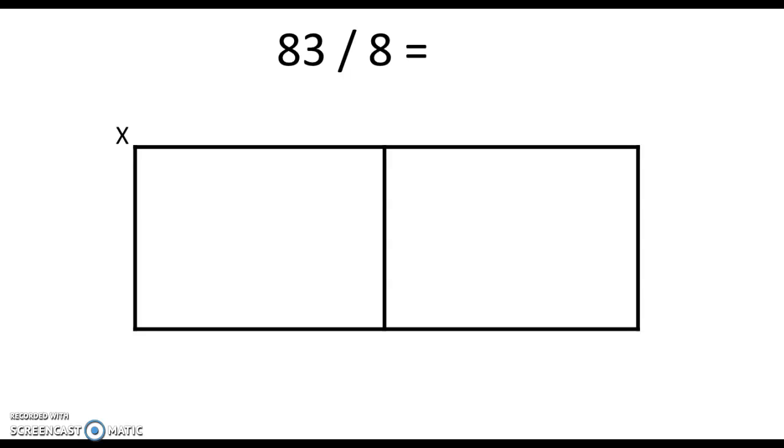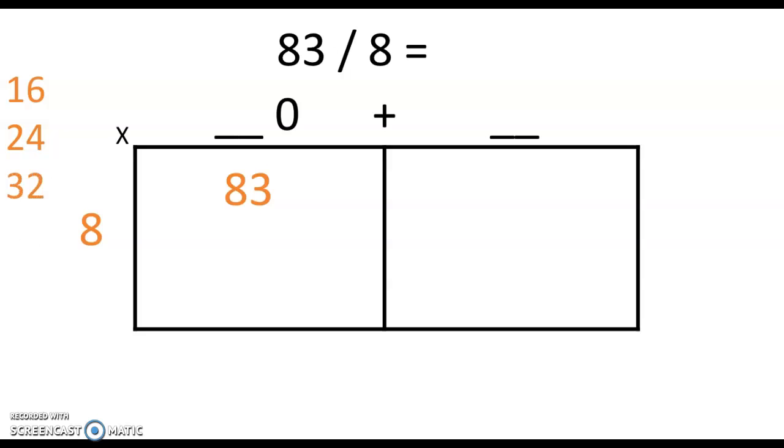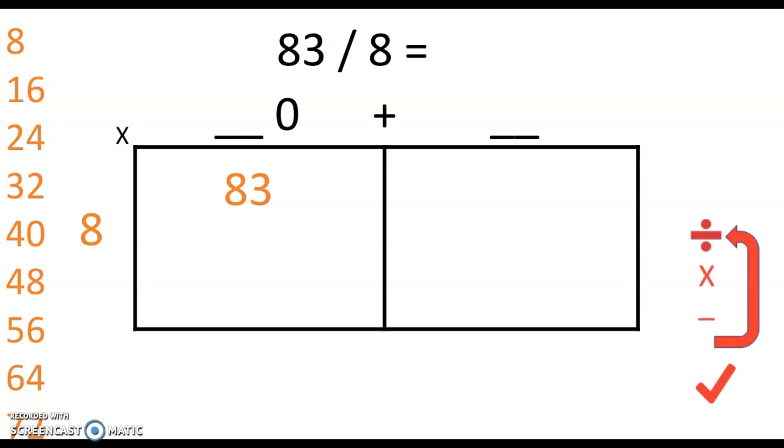83 divided by 8 using the area model. First, do your place values. Put your 8 on the outside, your 83 on the inside, and if you need, write out your times tables. I'm also going to write out our steps.